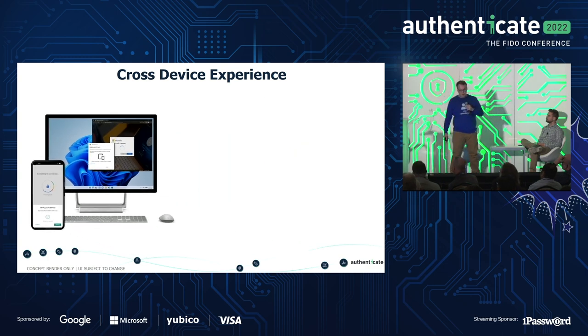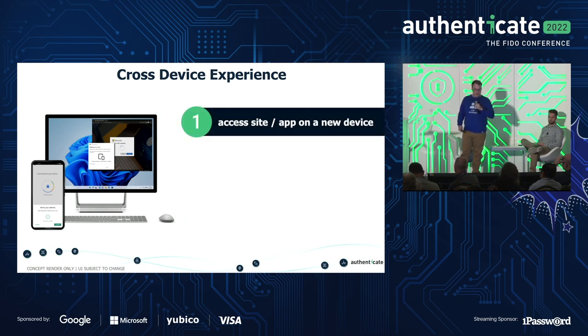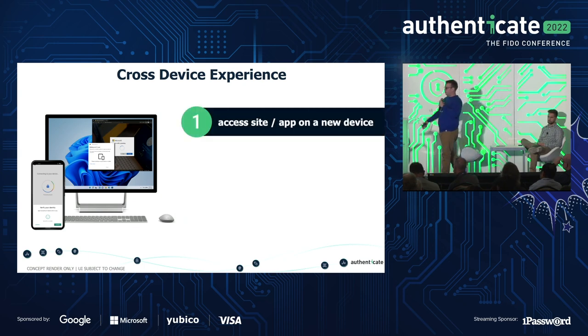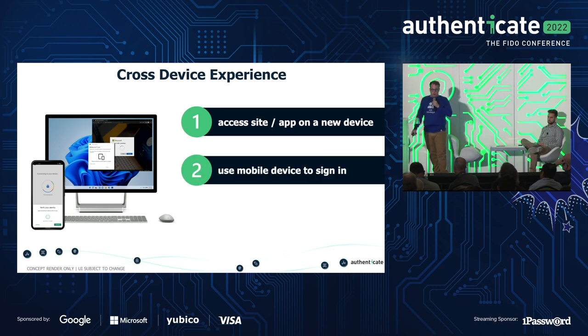So the way this would work, what I just described, is you would access the site. So let's use PayPal again. You'd use the mobile device to sign in. You do an initial pairing. So you've probably seen the QR code experience. I want to de-emphasize the QR code a little bit. In theory, you should only need to do that once.